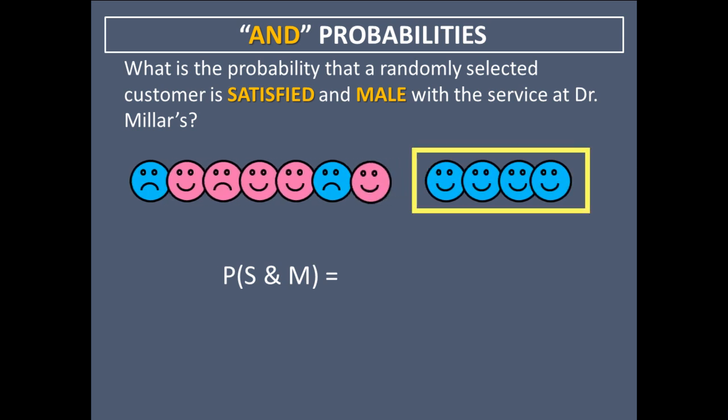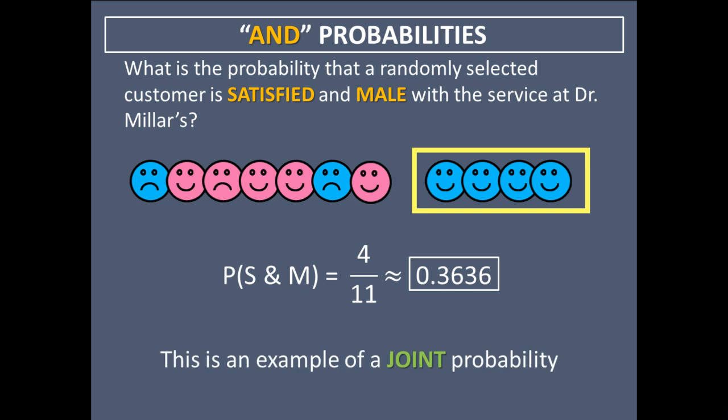So not only are we not concerned with any of the females, but we're also concerned with anybody who is not satisfied. And here what we find is that 4 out of our 11 clients are not only satisfied, but they are also male. And relating that in its decimal form, we would get the probability of satisfied and male is 0.3636. This is an example of a joint probability.